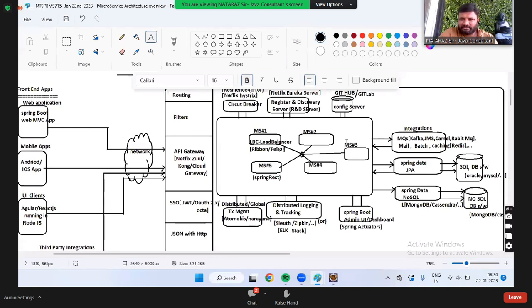Saurav Kumar is now saying, earlier I heard these tools in my company, today I got the clarity. Okay.